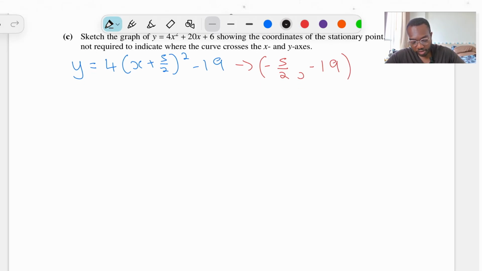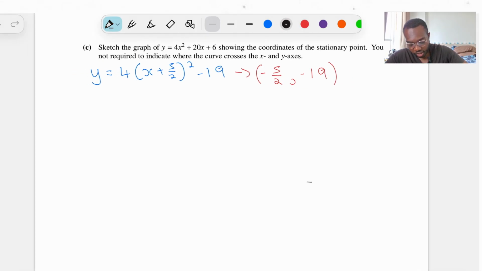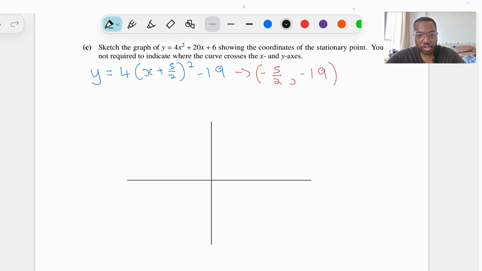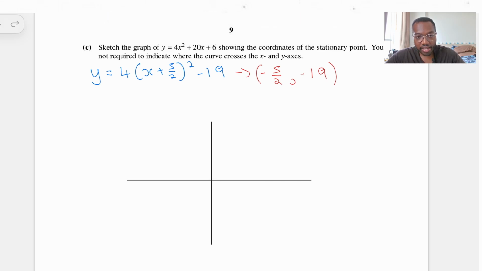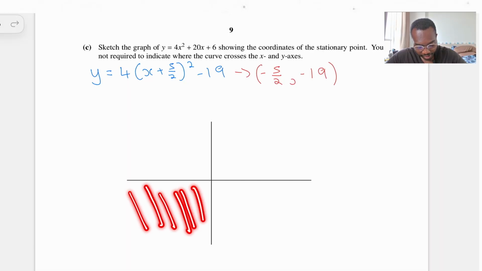We know the coordinate of the stationary point, so we can get a general gist of what it should look like. If I draw the graph here, we know that it's going to be the normal positive quadratic graph in that U shape. We know that it's going to have a stationary point at minus 5 over 2, minus 19, which means that both x and y are going to be negative. So we should get a stationary point in this quadrant here.